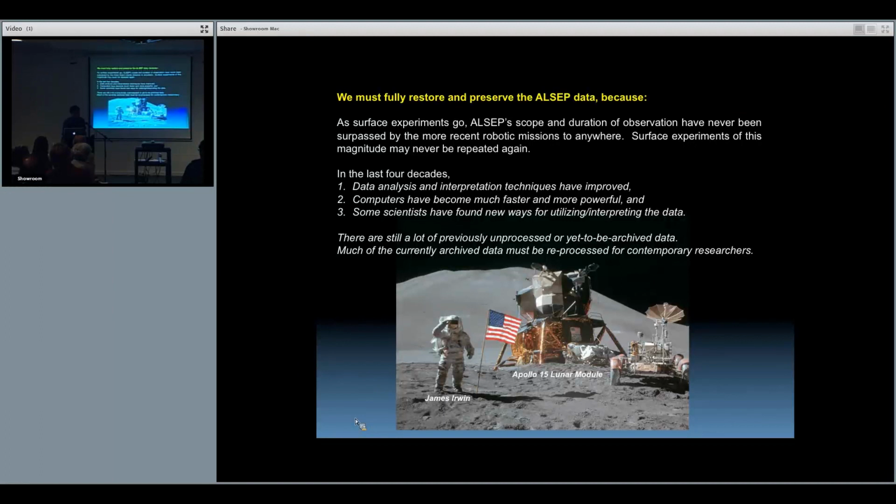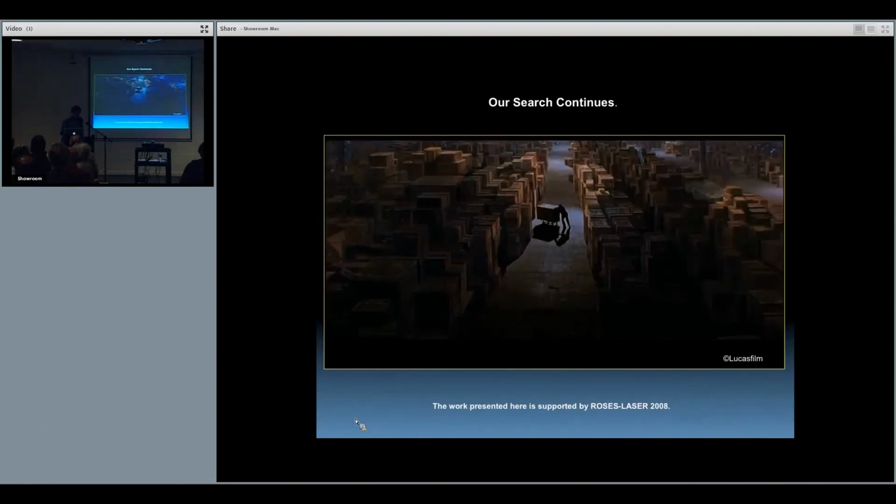In the last 4 decades, data analysis and interpretation techniques have improved, and computers have become much faster and more powerful. Some scientists have found new ways of utilizing and interpreting the data. There are still a lot of previously unprocessed and yet to be archived data. And for those archived, much of the data must be reprocessed for contemporary researchers. So that's why our mission continues. Thank you very much.